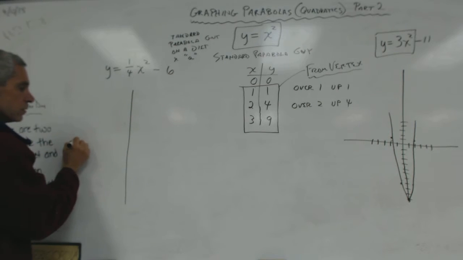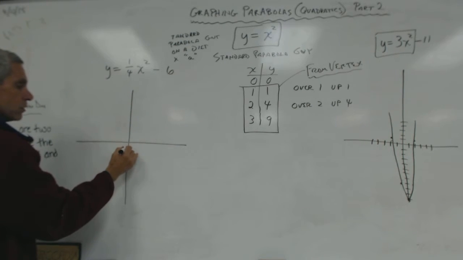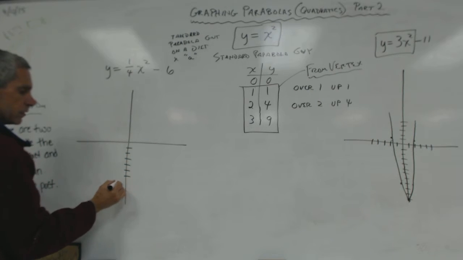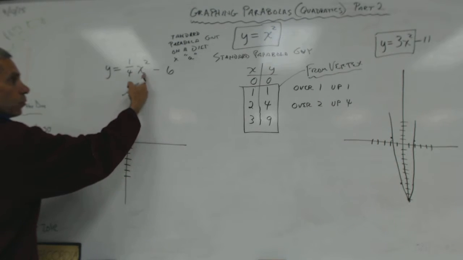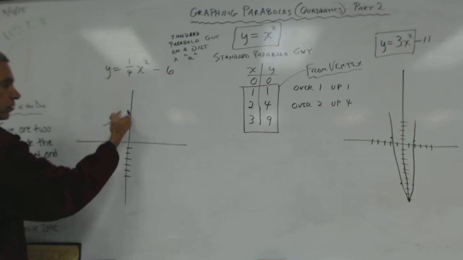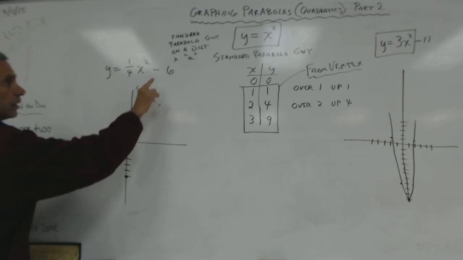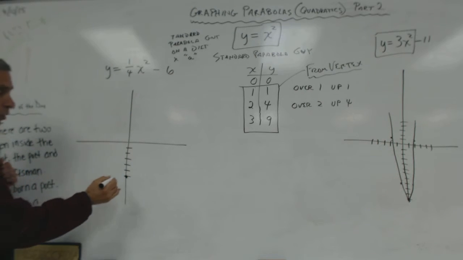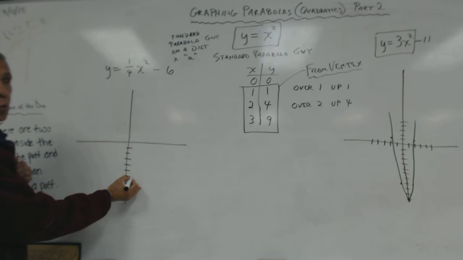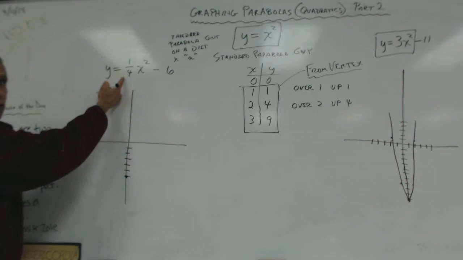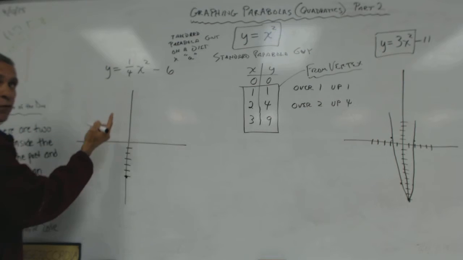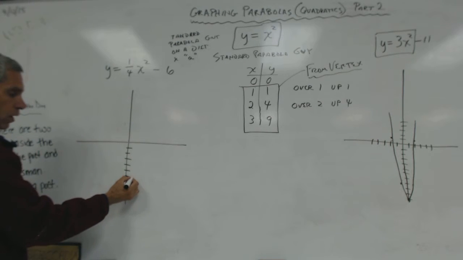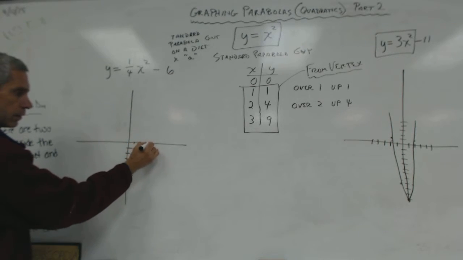We're going to graph this. We're going to go 1, 2, 3, 4, 5, 6. There's no B, therefore my vertex is going to be on the y-axis, and it's hitting the y-axis at negative 6. So I have my dot there. Now I'm going to go over 1, up 1 times 1/4. Over 1, up 1/4, right there. Not very far up.